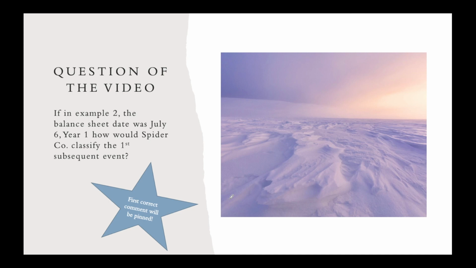If in example 2, the balance sheet date was July 6, year 1, how would Spider Company classify the first subsequent event?